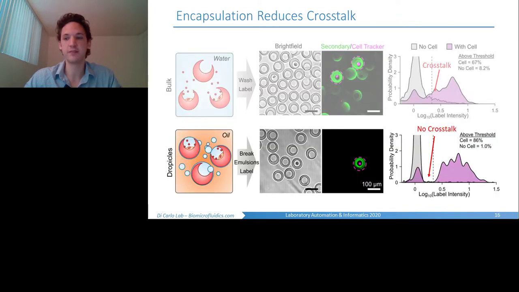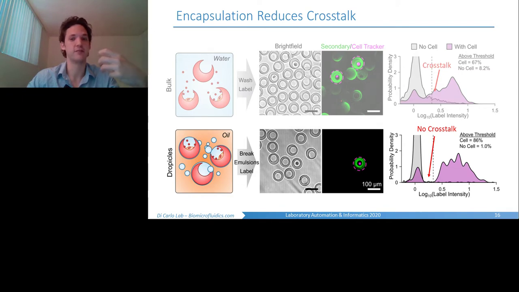So, taking a step back, when we looked at the system, we really wanted to verify that it is working the way we think it's working. And so, particularly, we were curious to see what happens if we take the same system and put it into a bulk suspension. So in this case, we are not going to do any of the encapsulation steps. And so when we perform the assay this way, what we see is that the particles with cells indeed have a fluorescent signal associated with them, which is expected.